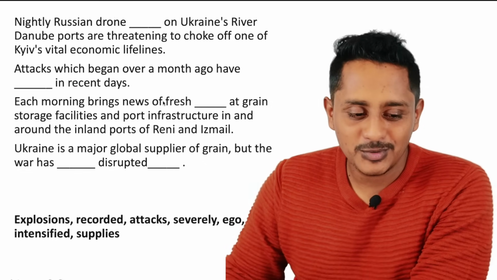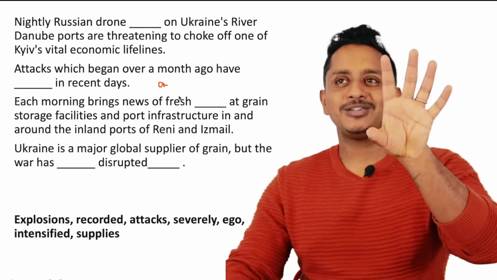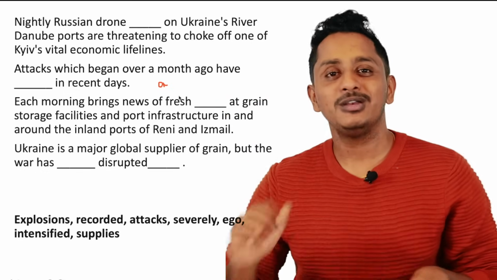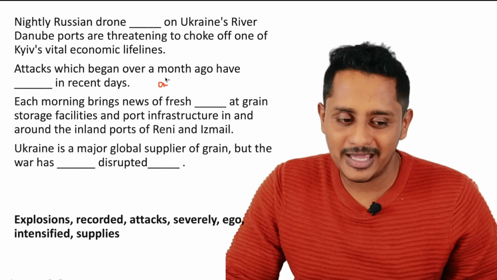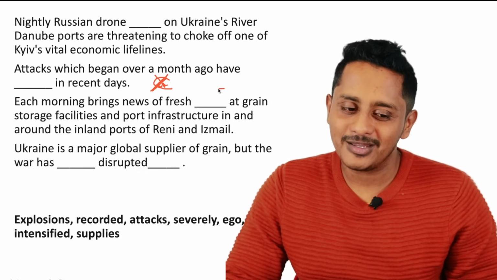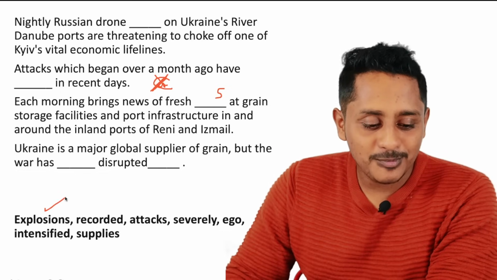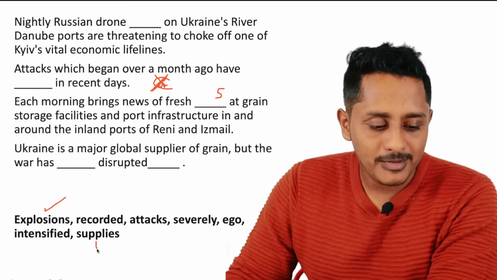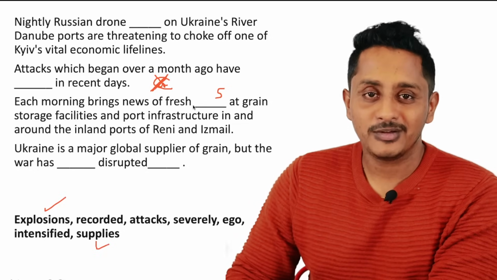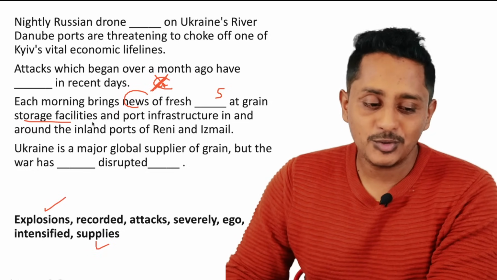Each morning brings news of... "ye" is not there. Fresh is an adjective. After an adjective comes, a noun should come. So, noun: if it is singular or plural, if singular is there, "ye" should come. Singular is not there, so "ye" is not there. "Yes" is there, so "ye" is not there. This is plural. Explosions, supplies. Each morning brings news of fresh supplies at grain storage facility.